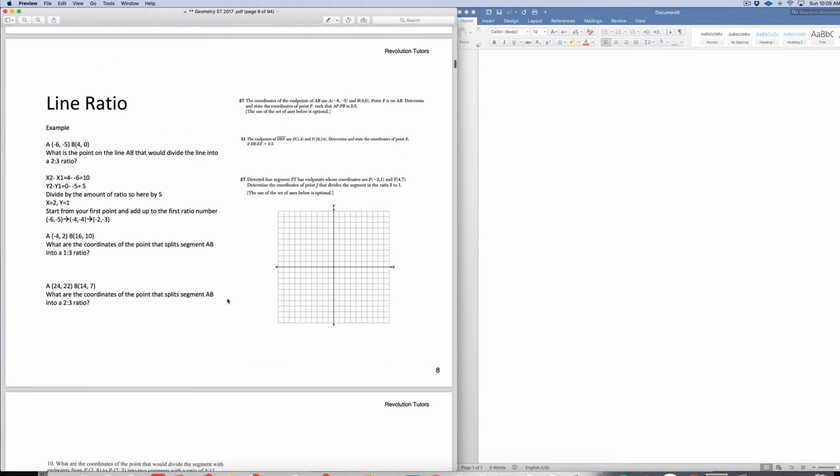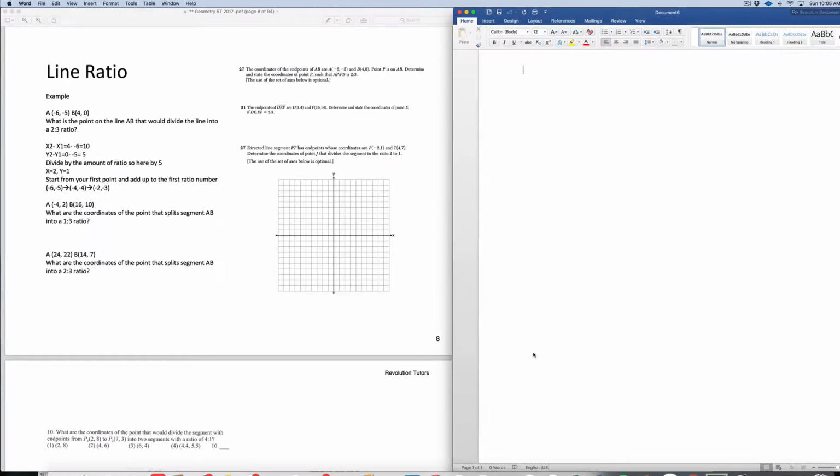Okay, fine. So we're doing line ratio. In 5 towns, I got the impression that they learned a different way to do this. I'm not sure, but mostly they were okay with doing it this way.